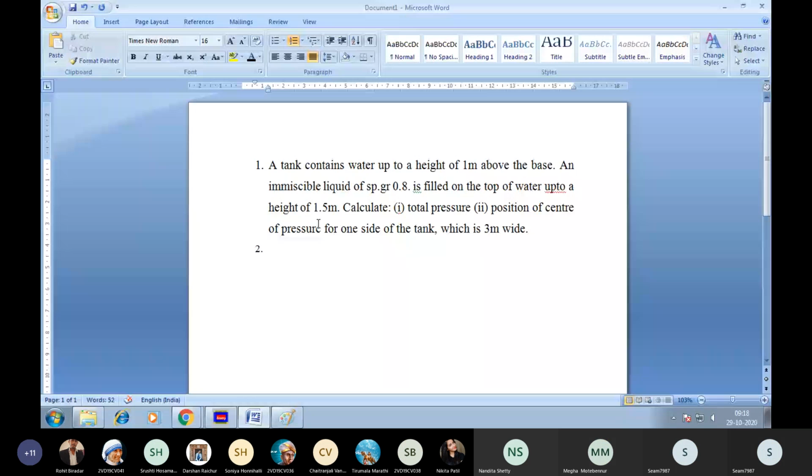So note down this problem. A tank contains water up to a height of 1 meter above the base. An immiscible liquid of specific gravity 0.8 is filled on the top of the water up to a height of 1.5 meter. Calculate total pressure and position of center of pressure for one side of a tank which is 3 meter wide.